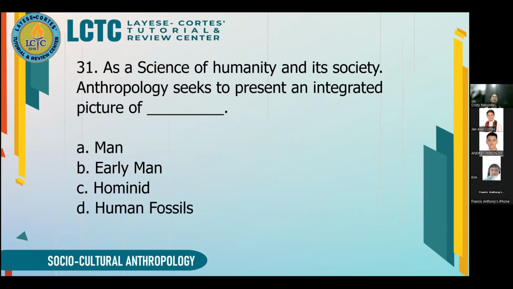Very good, sir. Okay. 31. As a science of humanity and its society, anthropology seeks to present an integrated picture of blank. This is already social. Letter A, man. Anthropology. Yes, basic, letter A. Anthropo means man or human, then logy, study. So, study of man. Anthropology seeks an integrated picture of man.